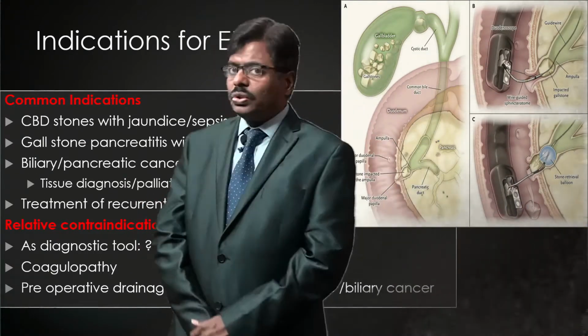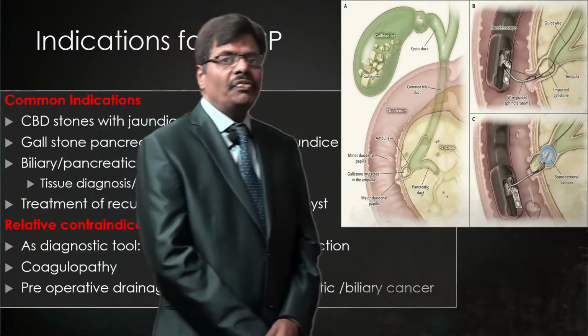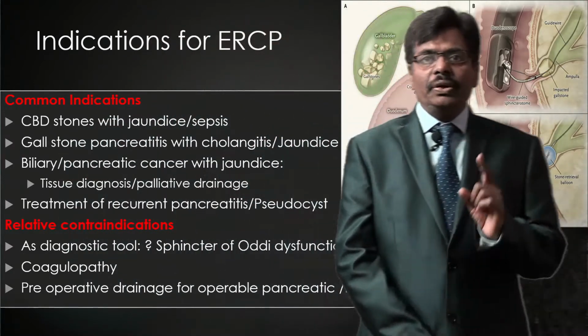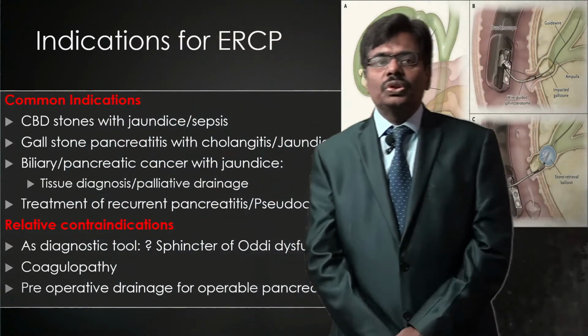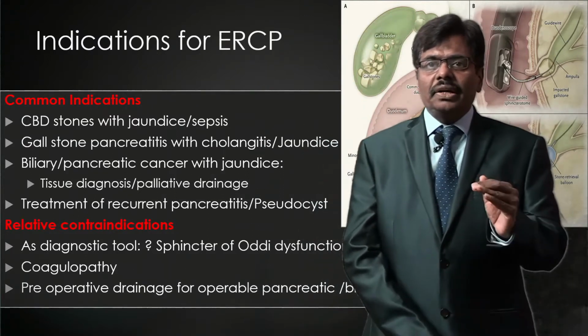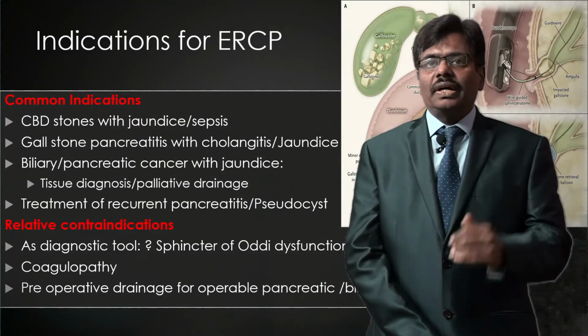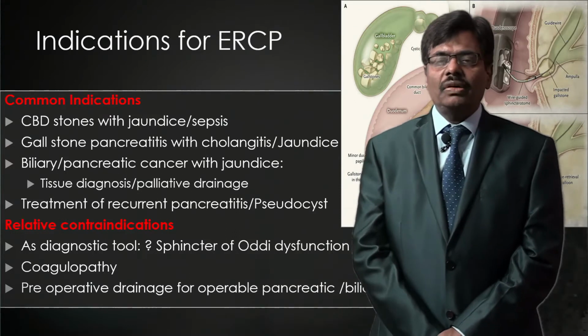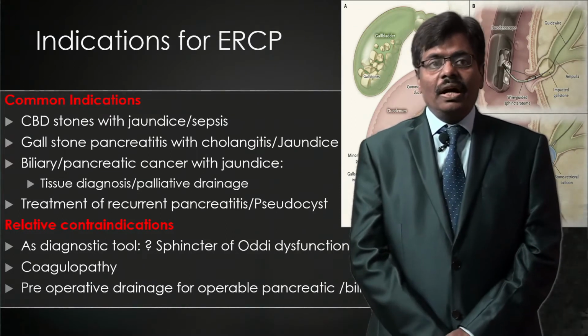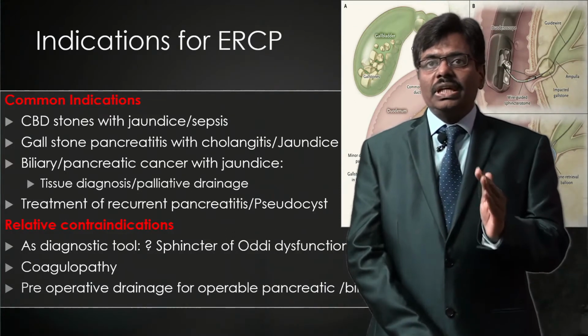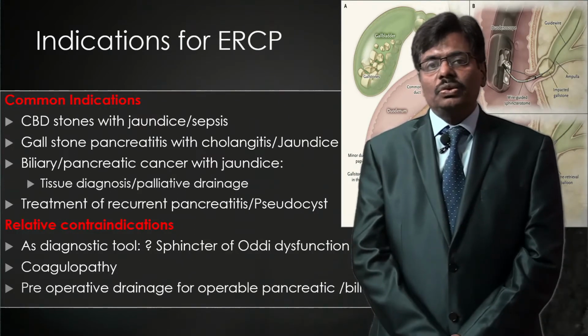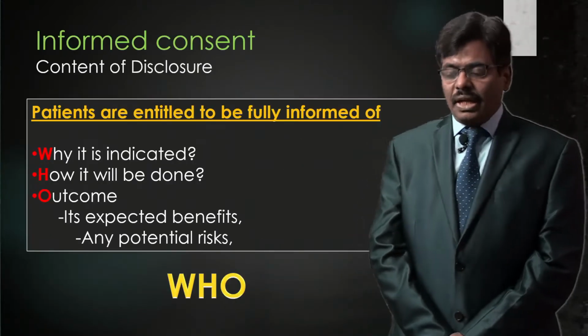But I should also tell you about the so-called soft indications. Especially when you are a beginner, try not to do procedures when the indication is not very strong, like trying to make a diagnosis of sphincter of Oddi dysfunction, and don't do it especially when the patient is having a coagulopathy. So these are the things that I would think have to be kept in mind.